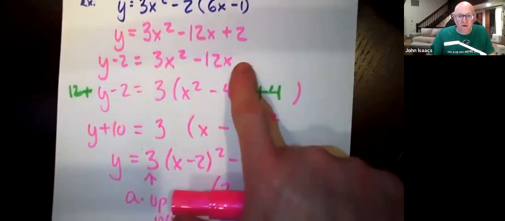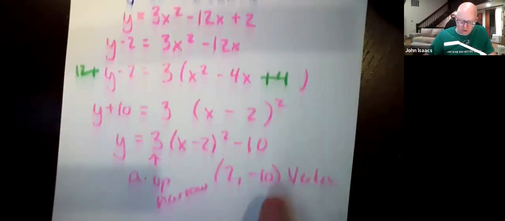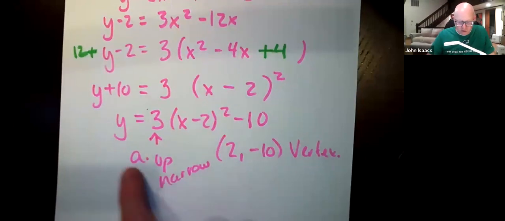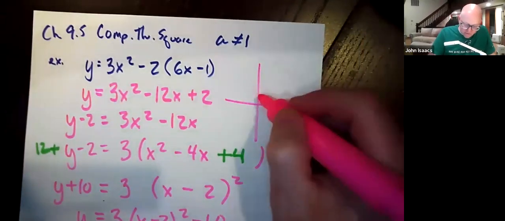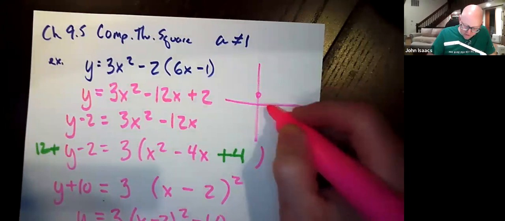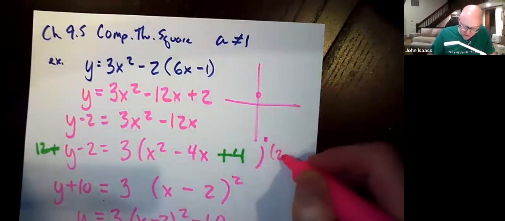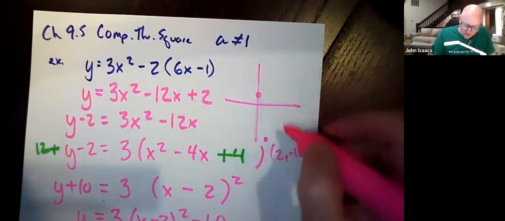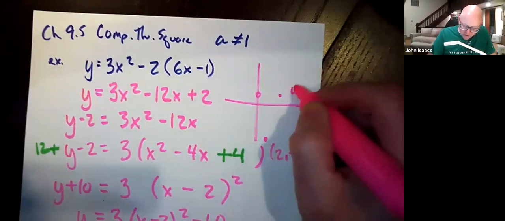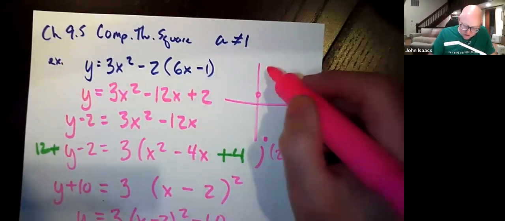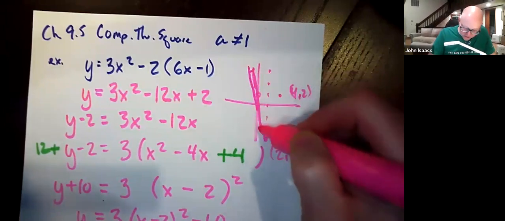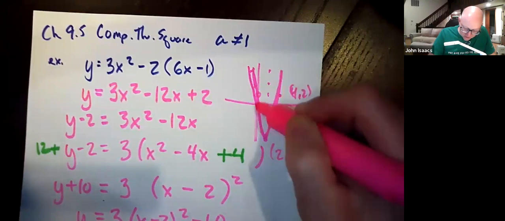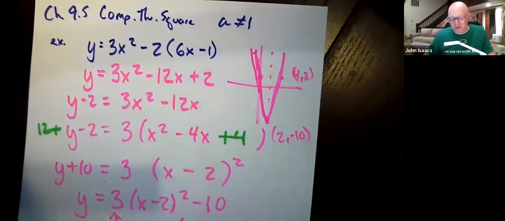So we know we have a y-intercept of 2. We know we have a vertex now. We know we have an a value that's up and narrow. So when we go to graph it, we have a value of 2, negative 10 down here. That means also we have a value here of 4, 2, because it's symmetric about the vertex. And that even gives us our narrowness. It's a terrible looking parabola. Sorry about that, but that's the basic idea.